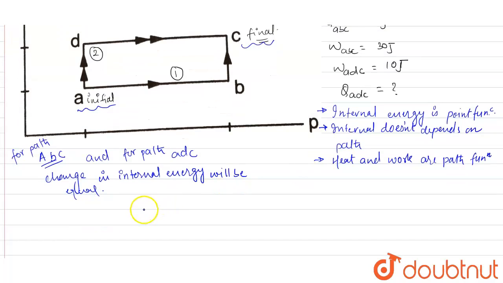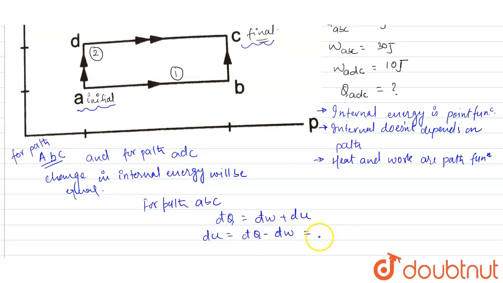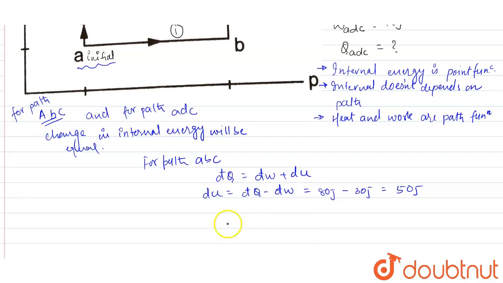Now for path ABC, calculate the change in the internal energy. By using the first law of thermodynamics, that is dQ = dW + dU, we can calculate the change in the internal energy as dU = dQ - dW. So dQ is 80 joules minus dW is 30 joules. From here we get 50 joules. So the change in the internal energy is calculated as 50 joules.